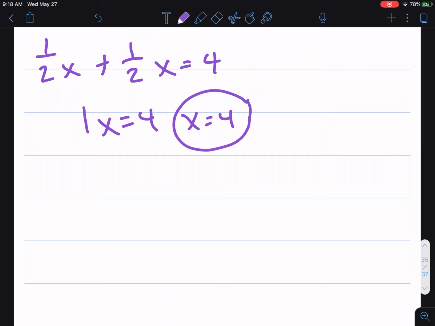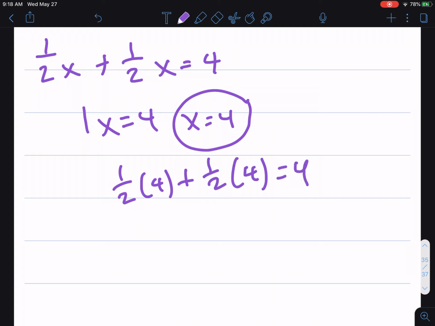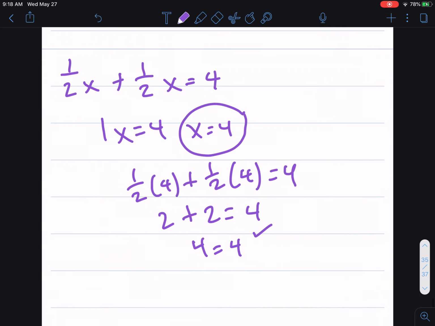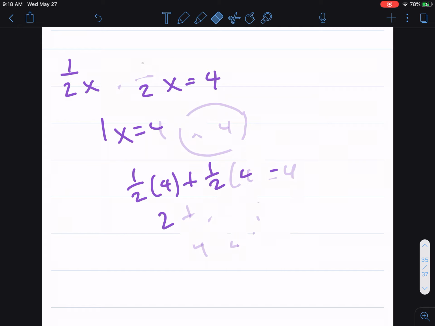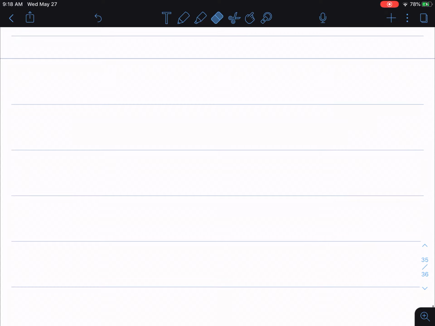x equals 4. Now to check your work, I can do 1/2 times 4. I'm just plugging that 4 in wherever x was, plus 1/2 times 4 equals 4. So 1/2 of 4 is 2, so that's pretty much 2 plus 2 equals 4. And 2 plus 2 is 4. 4 equals 4. And yeah, we did the right work. Okay, that was the first one. Let me erase this. I'm just going to clean this up a little. Move on to the next one.